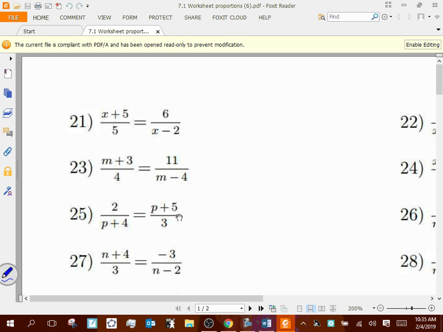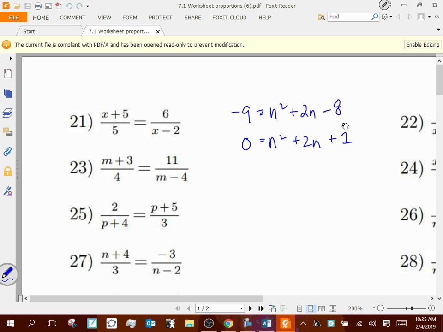27. 3 times negative 3 is negative 9. Let's do this work up here. Negative 9. N times n, again, n squared. N times negative 2 is negative 2n. 4 times n is 4n, so it's going to be a positive 2n when I add those together. And then 4 times negative 2 is negative 8. I'll add 9 to both sides. N squared plus 2n plus 9 gives me plus 1.